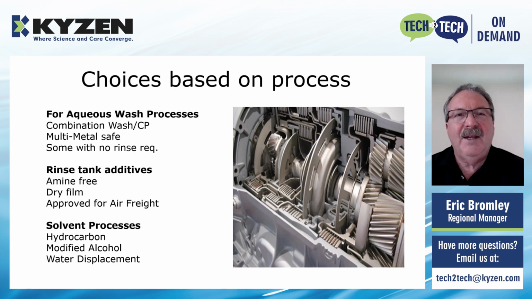And the solvent processes that I had mentioned, the hydrocarbon and modified alcohol processes, those systems would have a separate CP tank where after the wash, rinse, and dry, you program the machine to perform a CP additive. So it basically injects it into the tank so the parts are protected, and then it comes out. And the water displacement is the dip tank process that I had referred to, where the parts are immersed in the tank and then allowed to drip dry, and they have a wet film on them.